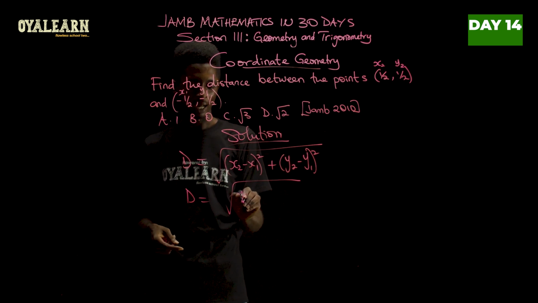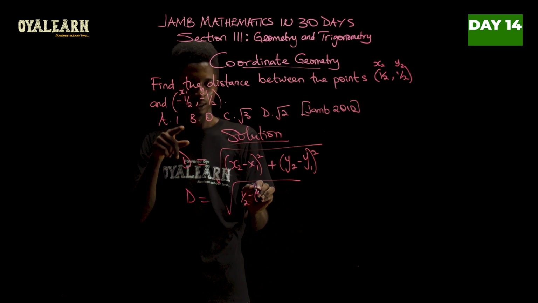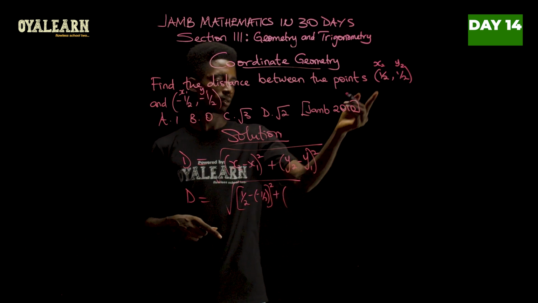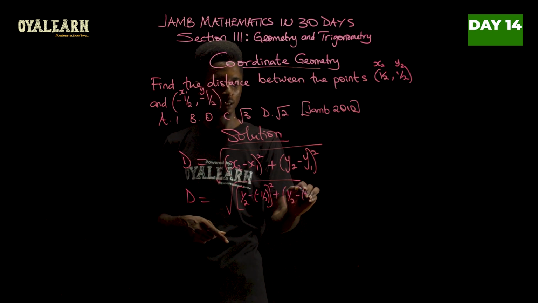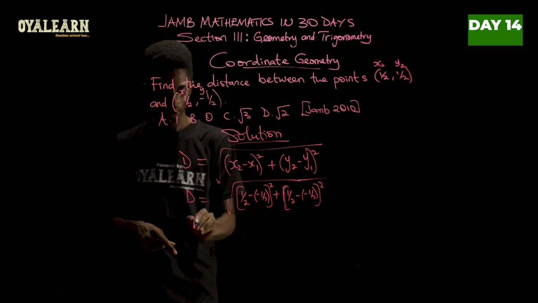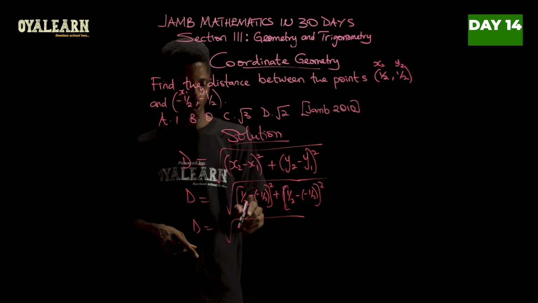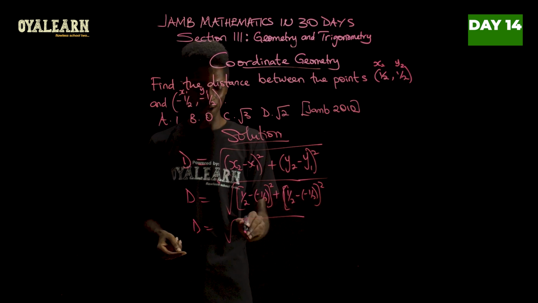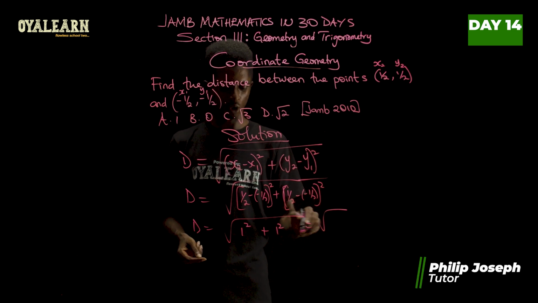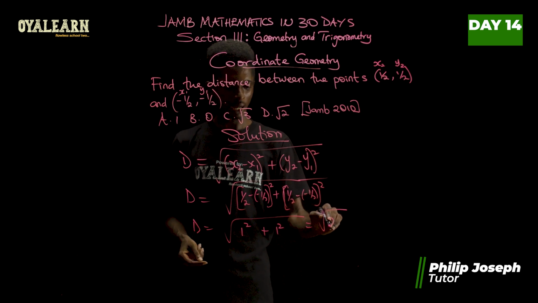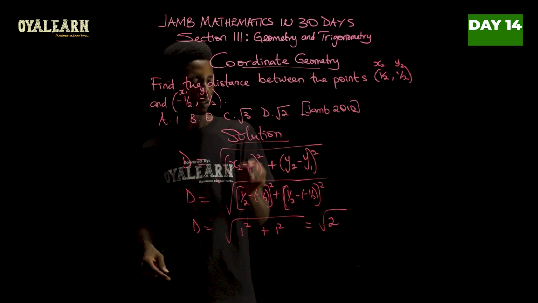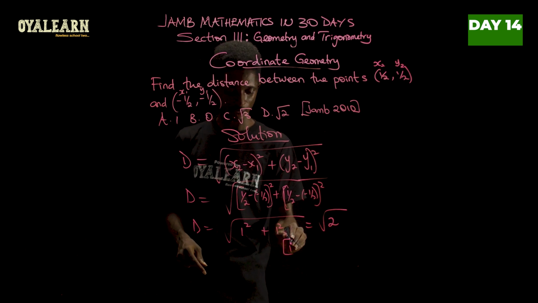So we'll say half minus negative half, squared, plus the same thing, half minus negative half, squared. So distance becomes square root of, minus times minus is plus, and half plus half will give you 1. So 1 squared plus the same thing here, 1 squared. That is, we have square root of, this is 1 plus 1, so we'll have 2. So the distance between these 2 points is square root of 2, which is in option D.